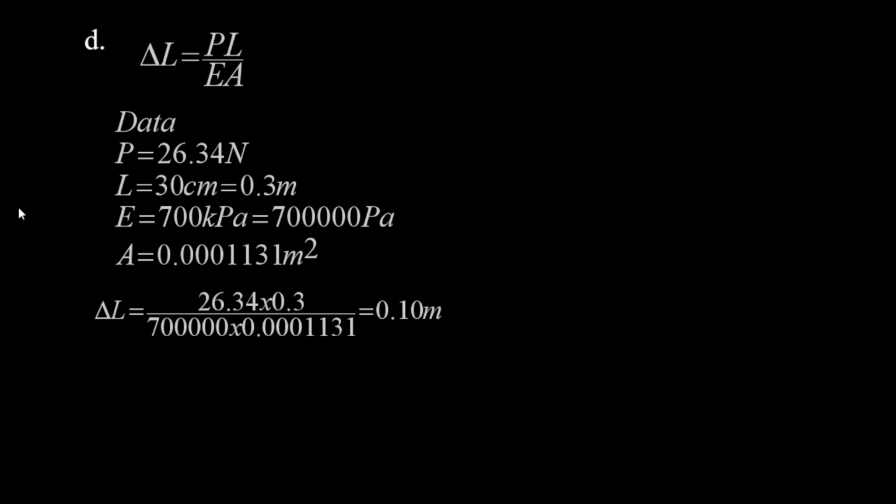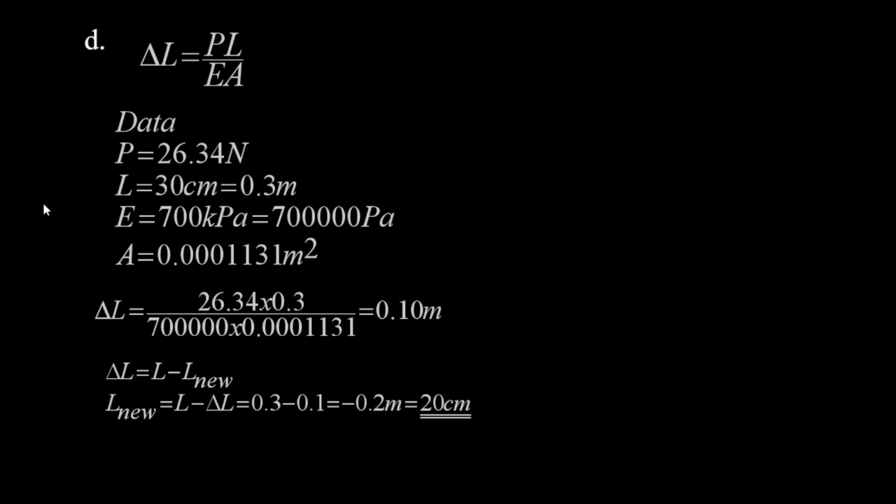But the question says that we should find a new length, and we know that if we are compressing, then it means that the old length will be greater than the new length. It means that change in length is equal to the old length minus the new length, which means that the new length will now become the old length minus the change in length, giving us 0.3 minus 0.1 to be 20 centimeters. And that is all for this question. Thank you very much.